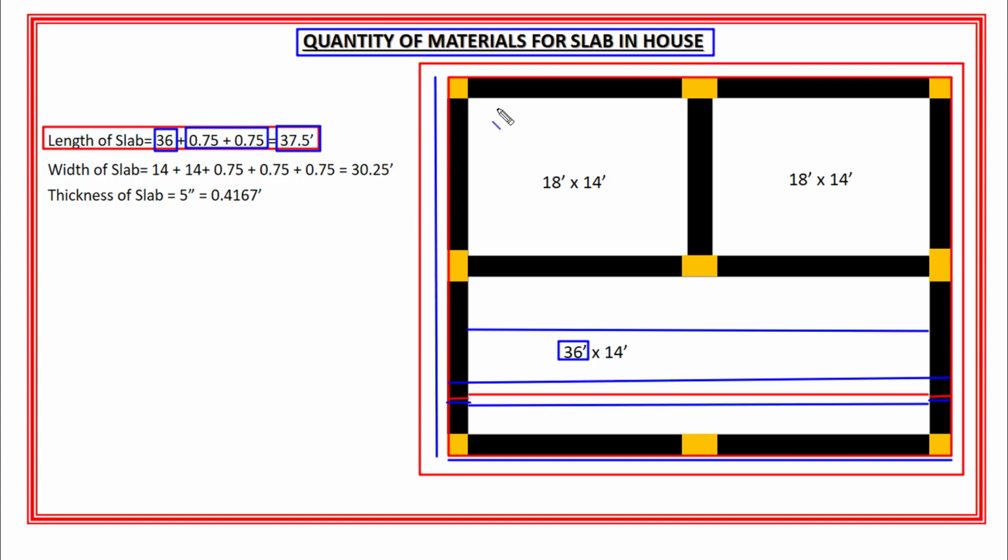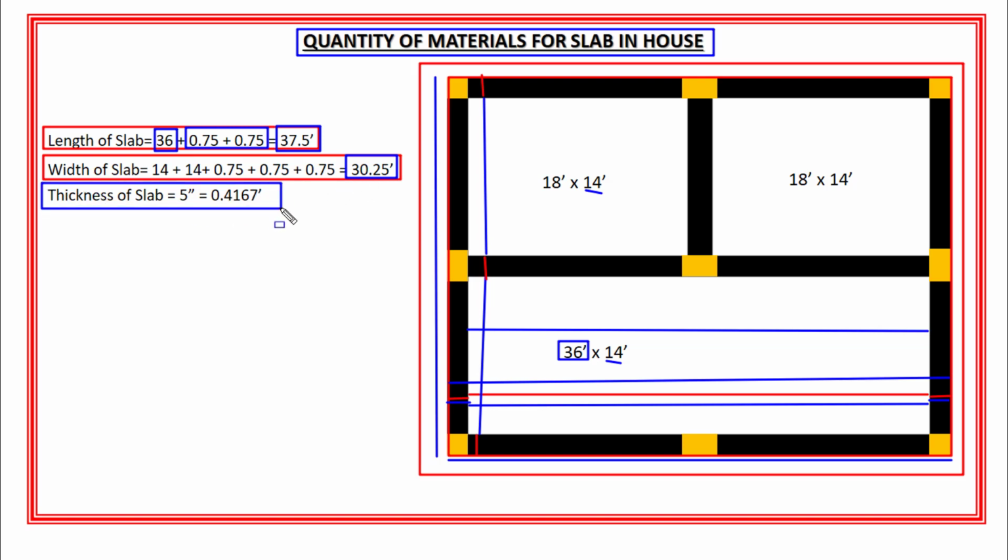So the width of the slab is equal to the width of this room, which is 14 feet, plus the width of the living room, which is also 14 feet, plus 3 into the thickness of these three walls, which is 0.75 feet each. Okay, and the total width of the slab is equal to 30.25 feet. And also the thickness of the slab for this particular house is 5 inches. And we know that 5 inch is equal to 0.4167 feet.